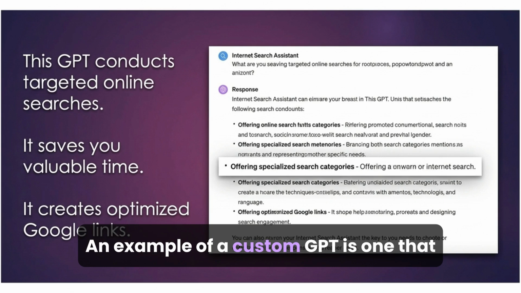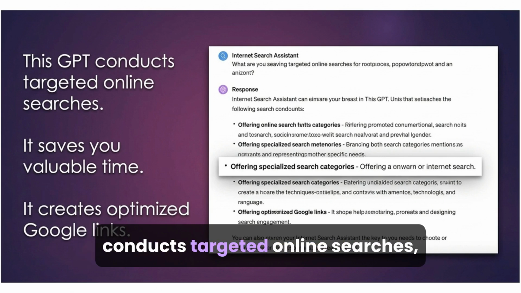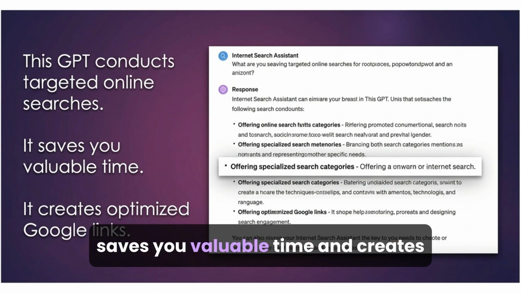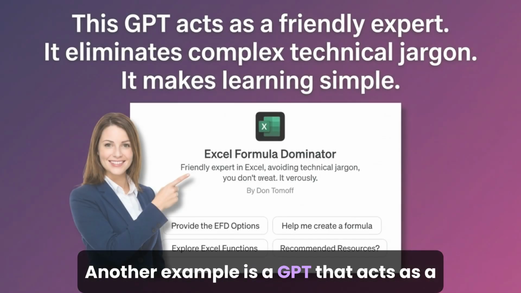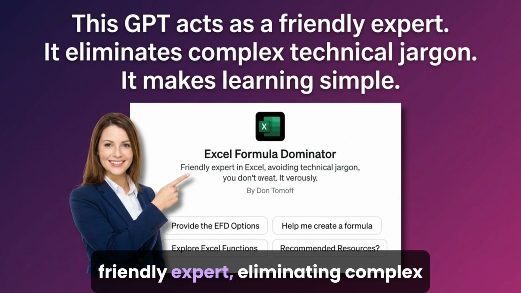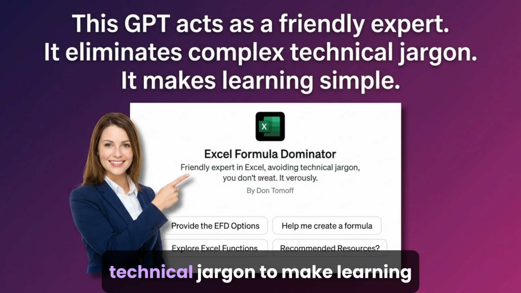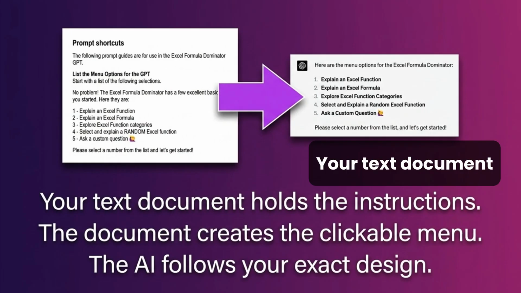An example of a custom GPT is one that conducts targeted online searches, saves you valuable time, and creates optimized Google links. Another example is a GPT that acts as a friendly expert, eliminating complex technical jargon to make learning simple. Your text document holds the instructions, which the AI follows to create clickable menus and follow your exact design.